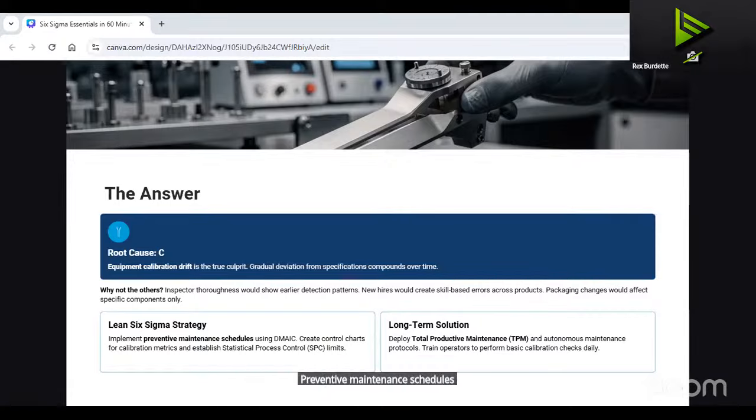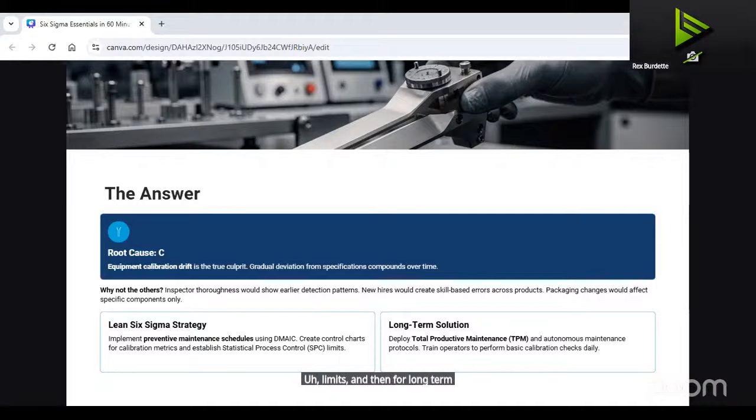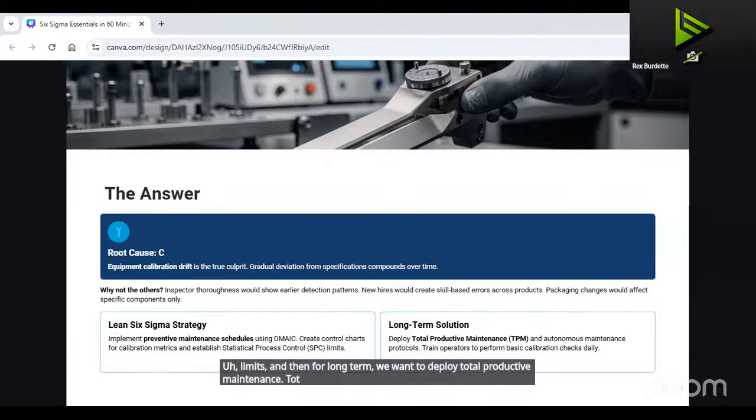All companies need to have preventive maintenance schedules. We use the DMAIC. We create control charts for calibration, the metrics. I just mentioned that being a requirement in automotive. We want to establish statistical control charts, SPC limits. And then for long term, we want to deploy total productive maintenance. Total productive maintenance is an entire program that you can get certified to. There's a school of total productive maintenance in Japan.